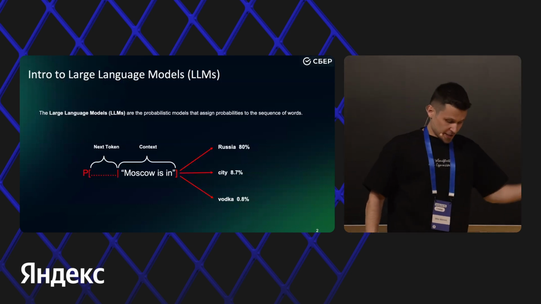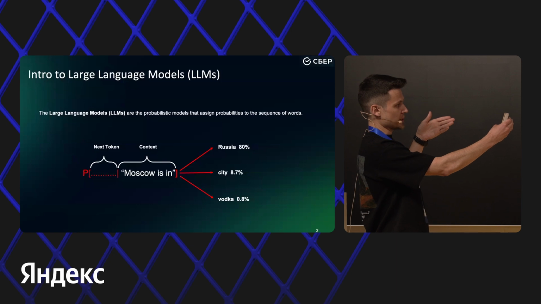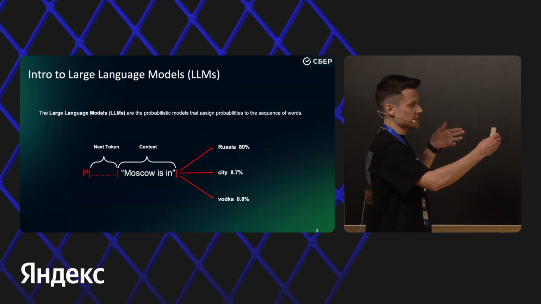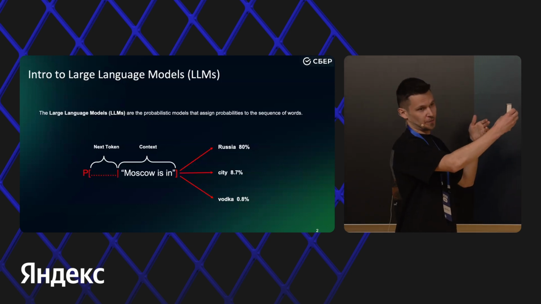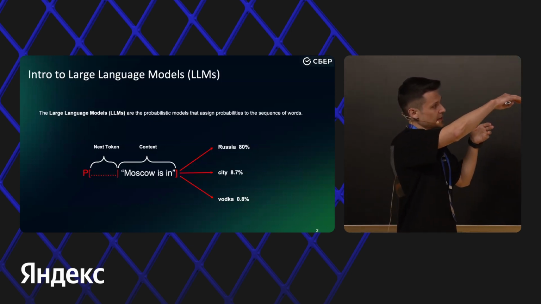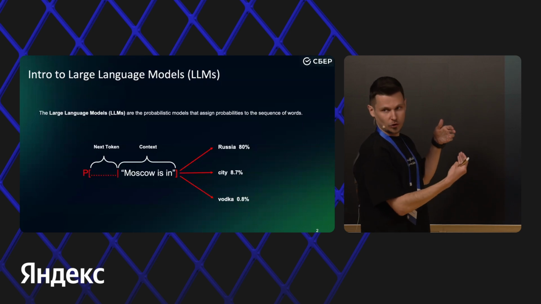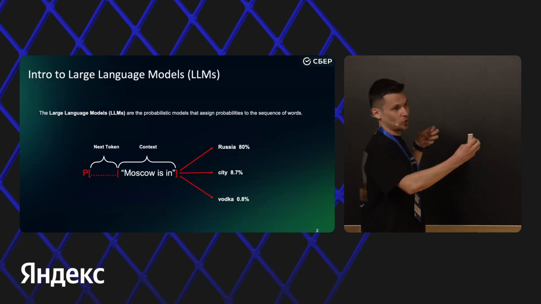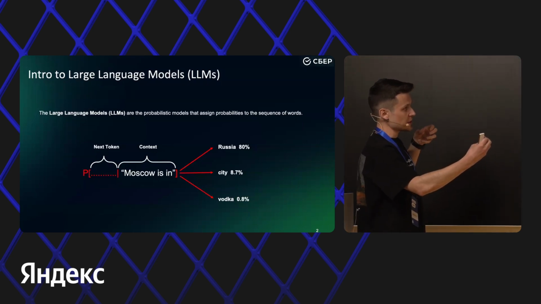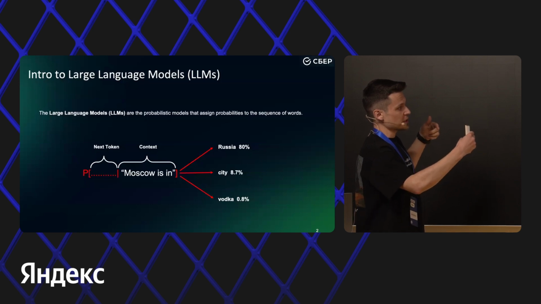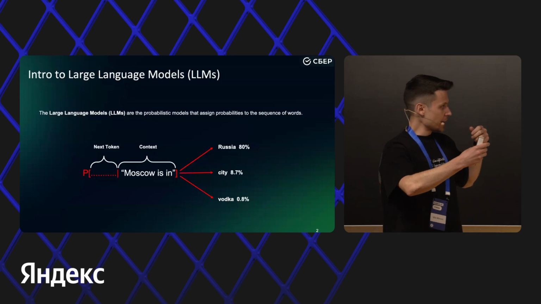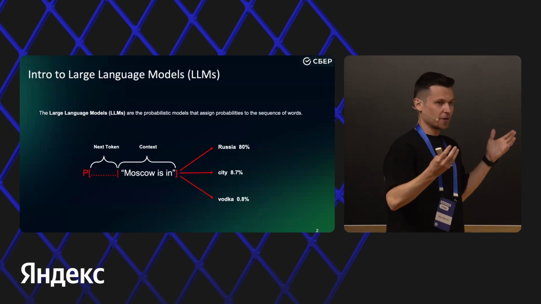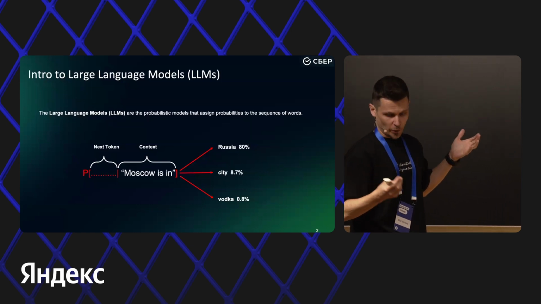For this concrete example, given the context "Moscow is in", the next likely predicted word will be "Russia". And thus this predicted word is returned back to the context. It means we extend the context and receive a new context. For this new context, we predict the next word, and it is repeated sequentially. And I can say that this is all the background about how a large language model works.